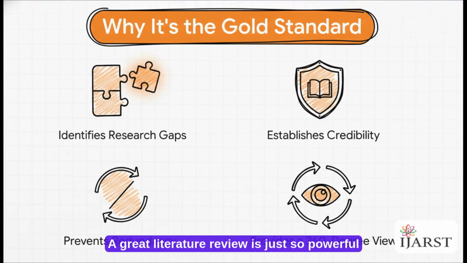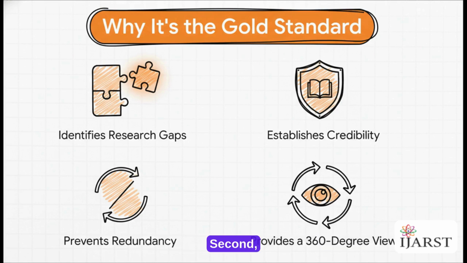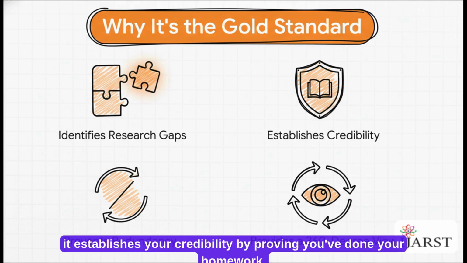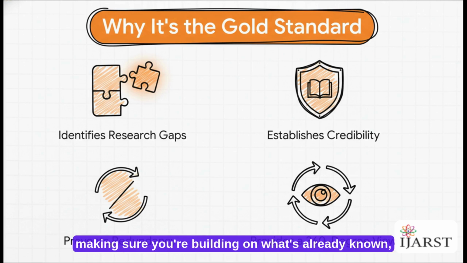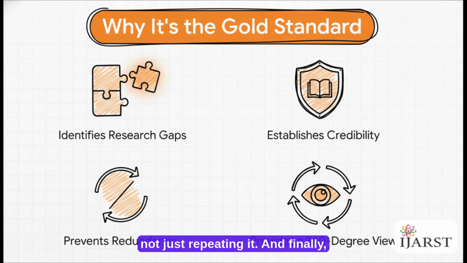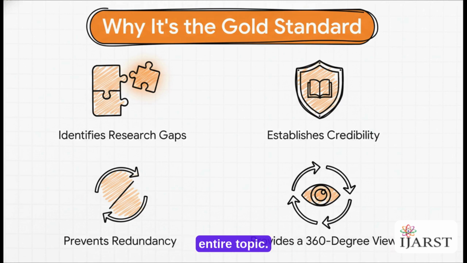A great literature review is just so powerful because it does 4 absolutely crucial things. First, it helps you identify those research gaps, so your work can actually make a new, unique contribution. Second, it establishes your credibility by proving you've done your homework. Third, it prevents you from being redundant, making sure you're building on what's already known, not just repeating it. And finally, it gives you that all-important 360-degree view of your entire topic.